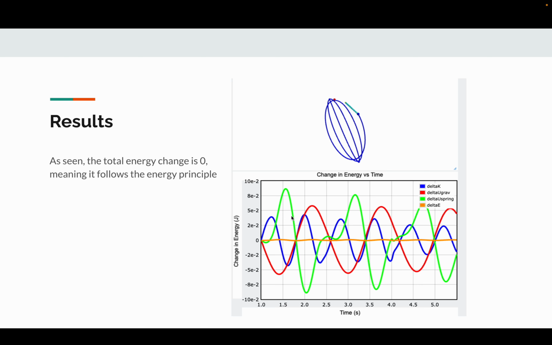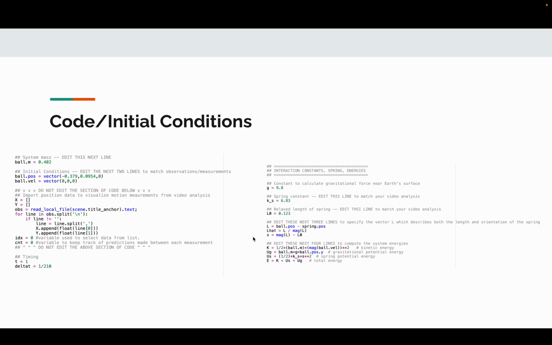And so you can see here, for these energy changes, the total energy, which is this orange line in the middle, is zero, meaning that this motion actually does follow the energy principle, even though there's lots of oscillations and things like the potential energy of the spring, potential energy of gravity, kinetic energy. You can see that the overall energy is zero. And I didn't go over it before, but here is the equation for potential energy of a spring. It was not in the equations, but here it is over here.